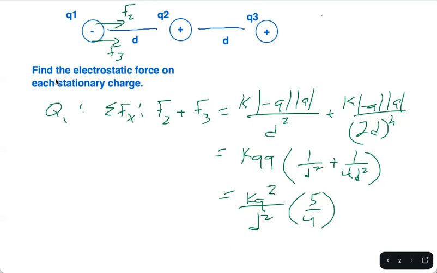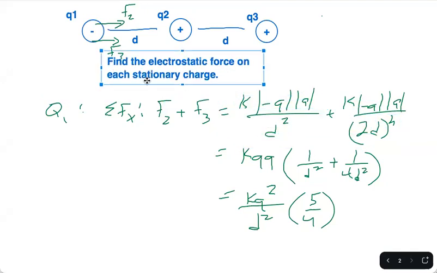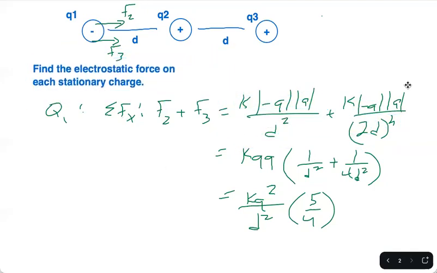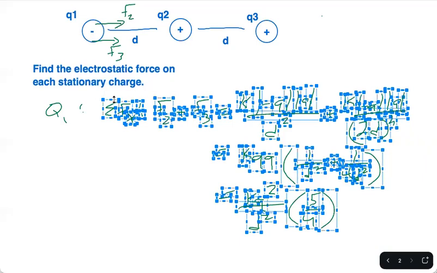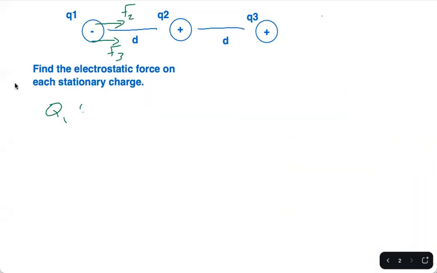I'm going to go ahead and move all this over, so you have all that work recorded now. The sum of the forces in this case ended up equaling K Q squared over d squared, times 5/4.